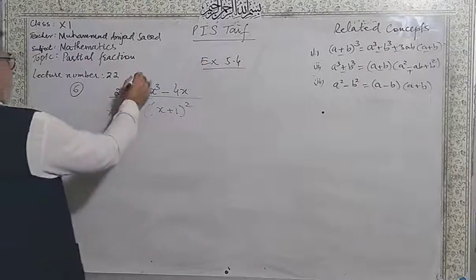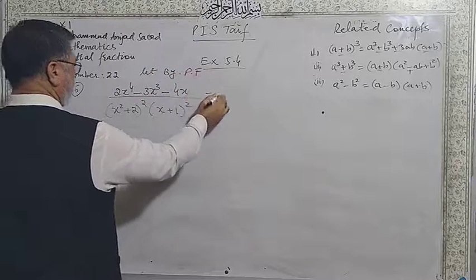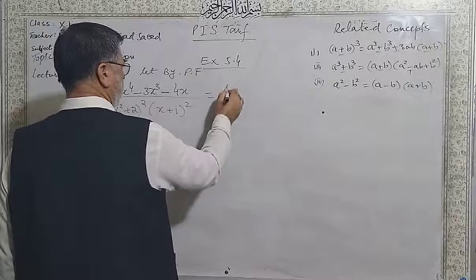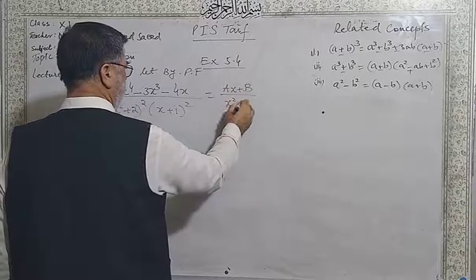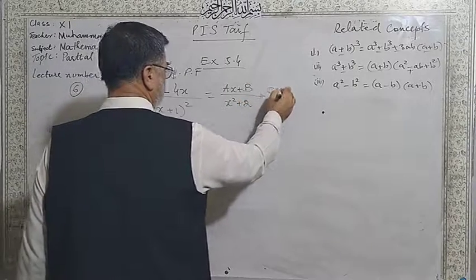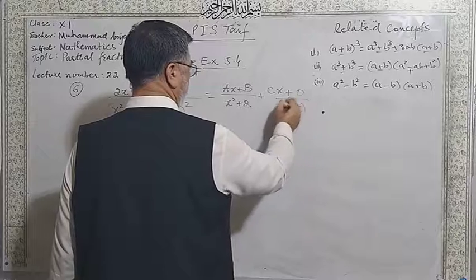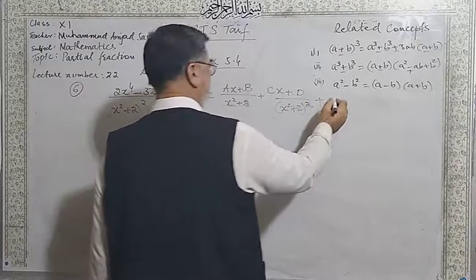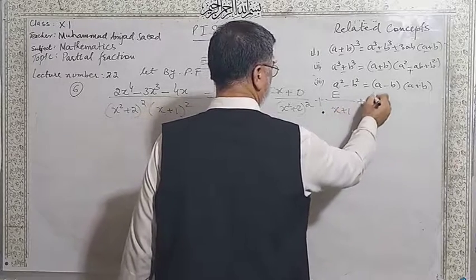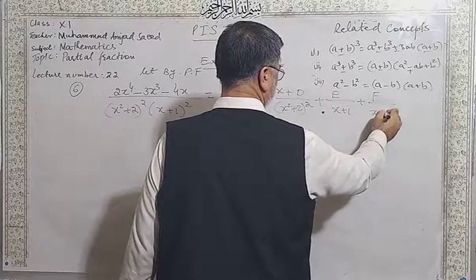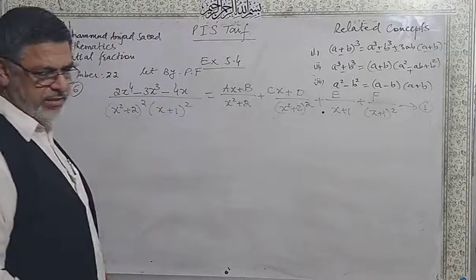Let by partial fraction, we can start from here. Let by partial fraction, this is (ax + b) over (x^2 + 2), (cx + d) over (x^2 + 2)^2, then e over (x + 1), f over (x + 1)^2. This is your equation number 1.